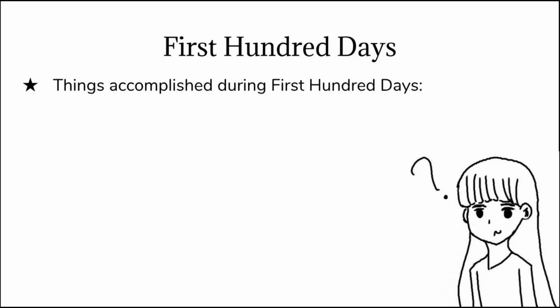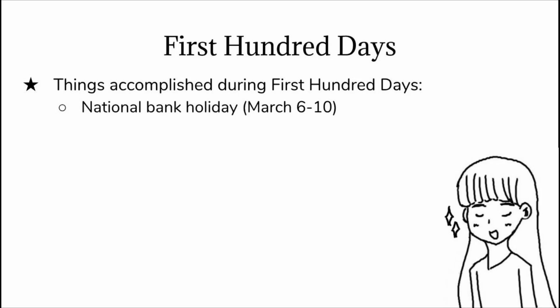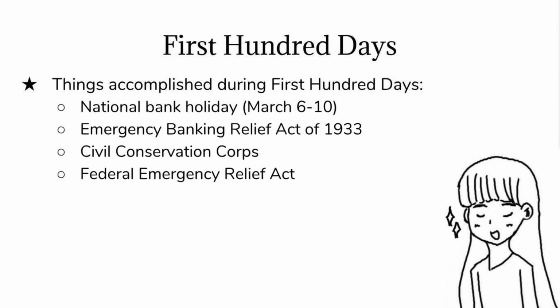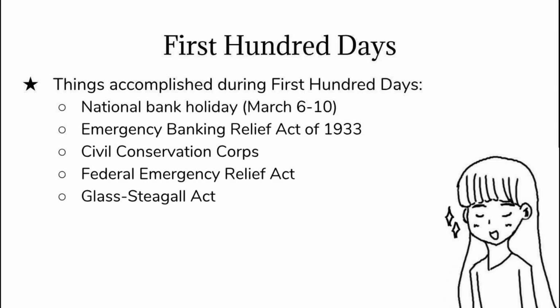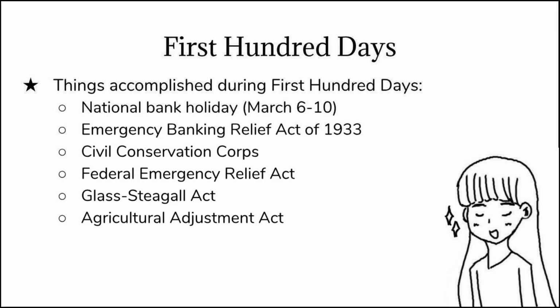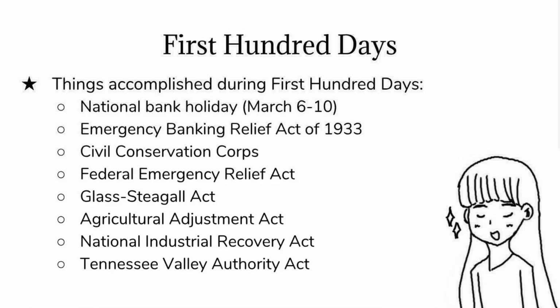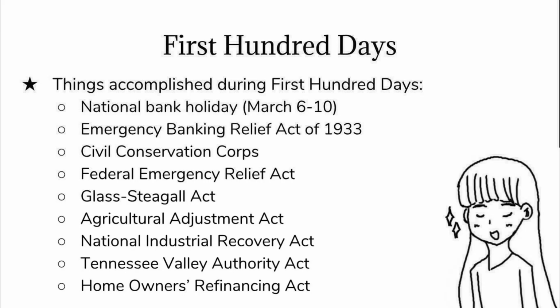So what did FDR accomplish during the first 100 days? Well, he made the National Bank Holiday, the Emergency Banking Relief Act of 1933, the Civilian Conservation Corps, Federal Emergency Relief Act, Glass-Steagall Act, Agricultural Adjustment Act, National Industrial Recovery Act, Tennessee Valley Authority Act, and the Homeowners Refinancing Act. Don't worry, I'm going to explain most of these later anyways.